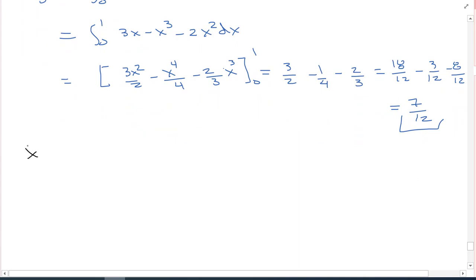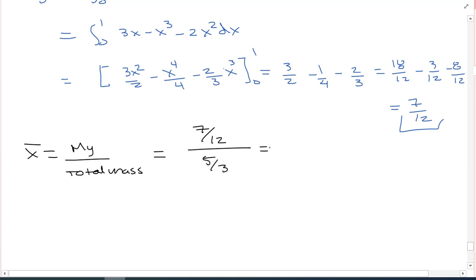So that means that x bar is my moment about the y-axis over the total mass, which now we know both. The moment about the y, that tendency to rotate about the y-axis, is 7/12, divided by the total mass, which is, what did we get, 5/3. So simplify this. 7/12 divided by 5/3 is the same thing as multiplying by 3/5, the reciprocal. So we get 7/20. So that is x bar. So this is the x coordinate of the centroid, of the center of mass.